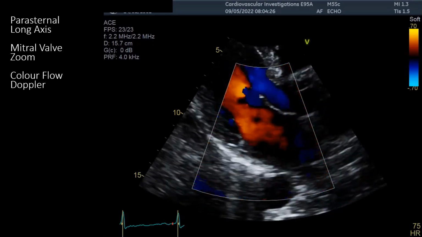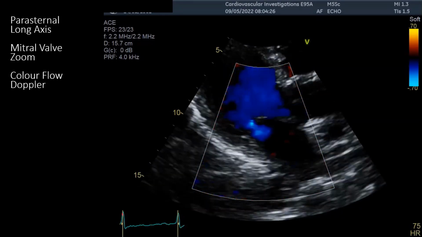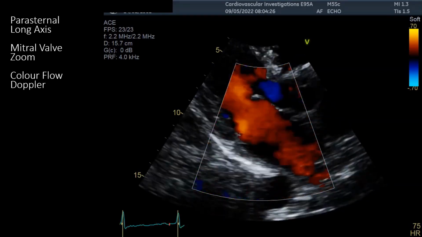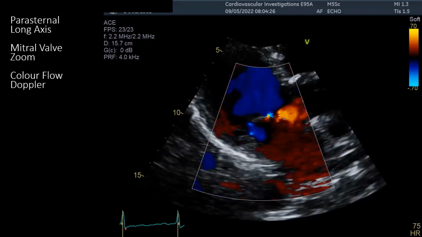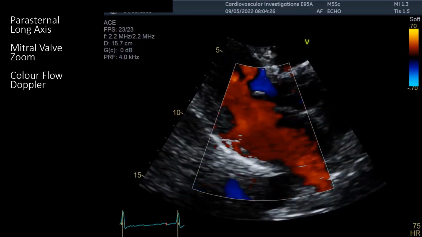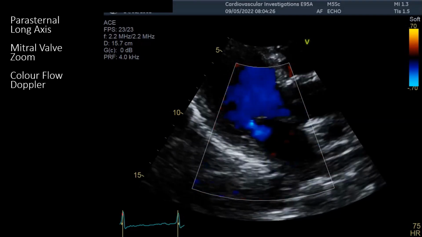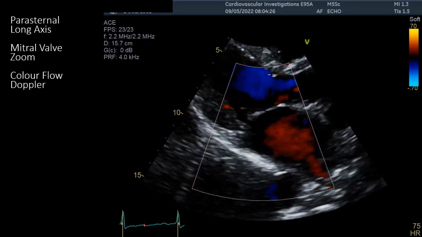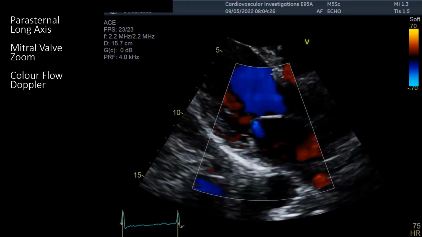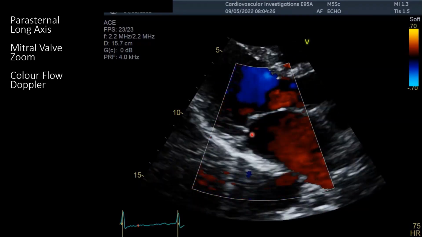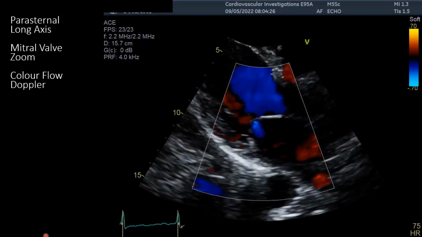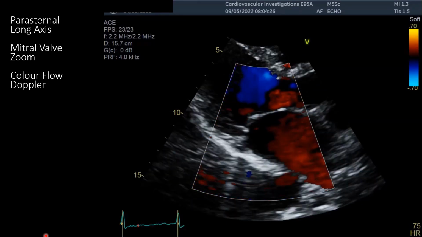Color flow Doppler over the mitral valve now shows us that when the mitral valve is open, there is predominantly red flow through that valve, as that flow is predominantly moving from the atria up to the ventricle and therefore towards the probe marker. And we can see a very small blue jet of regurgitant flow during ventricular systole in this region, which signifies a trivial amount of mitral regurgitation.